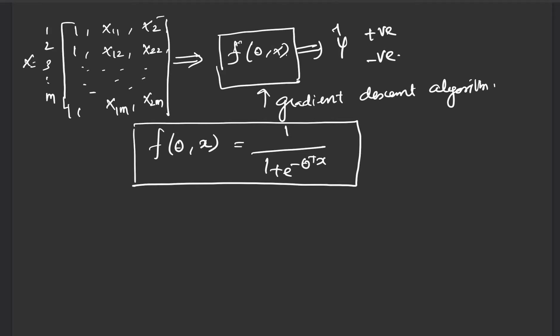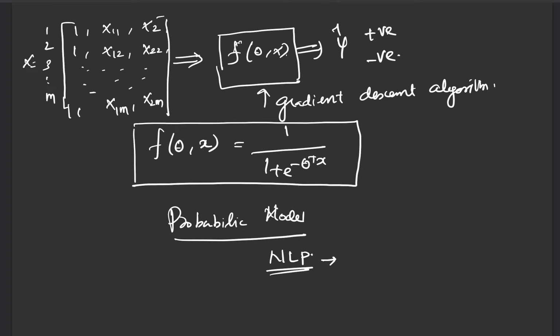So this is all about today's class. In our next class, we will see a probabilistic model for NLP problems. Before jumping into the model, we will see some basics about probability and conditional probability, and how we can use conditional probability in our NLP model, which is called the Bayesian classifier.